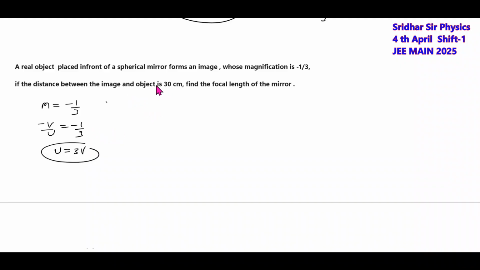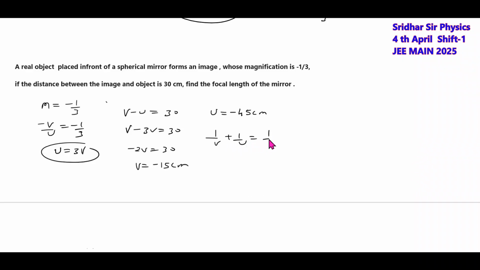Next, the distance between image and object is 30 centimeter, so V minus U equal to 30. We'll substitute the values to calculate U and V. U is 3V, so minus 2V equal to 30. So V equal to minus 15 centimeter, then U will be minus 45 centimeter. 1 by V plus 1 by U equal to 1 by F.